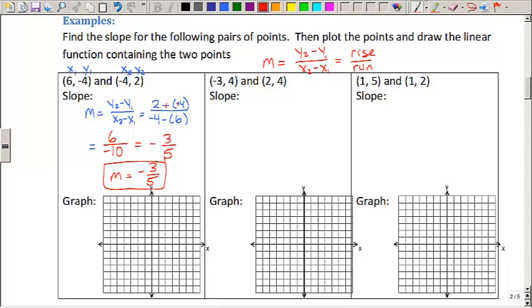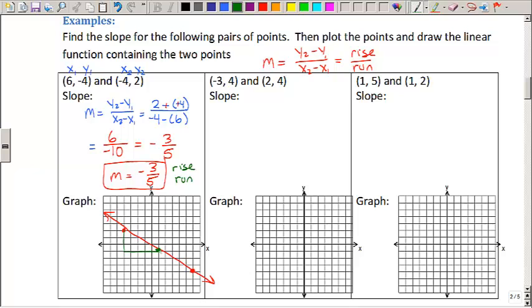Next, I was asked to plot the points and draw the linear function. (6, -4) and (-4, 2). And I can connect the line between them. And I'd like to point out that slope is rise over run. If my rise is -3, that means I'm going down 3. If my run is 5, then I'm going right 5. Notice that's a point on my line.